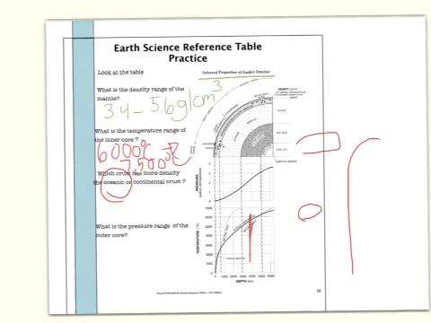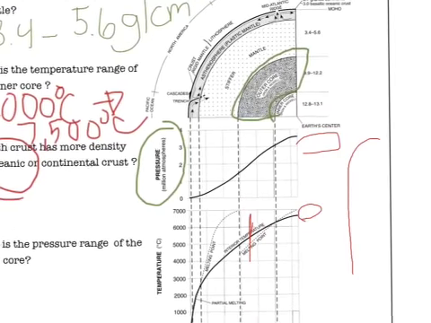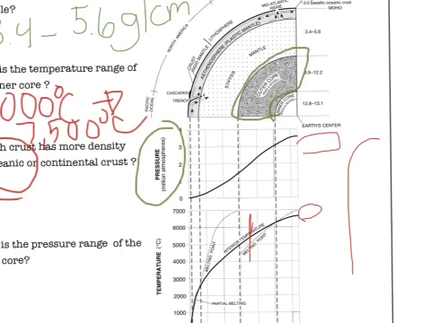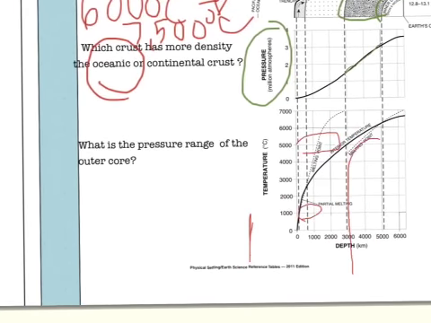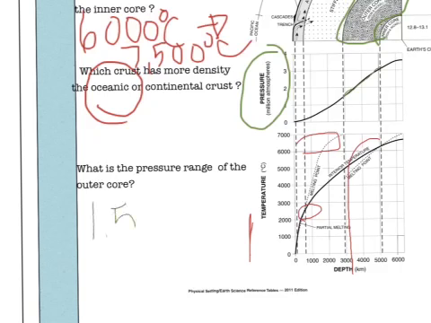Following question. What is the pressure range of the outer core? The outer core is highlighted in green. Here's your outer core, and we're looking at this part of the table. The pressure is measured in million atmospheres. So, the pressure for the outer core, the range is between 1.5 to about maybe 3.1. So I'll just write that on the graph, on the answer. So 1.5 to 3.1 million atmospheres.